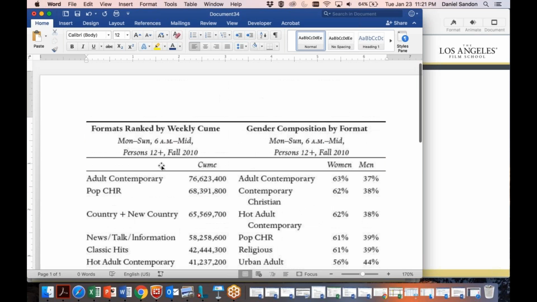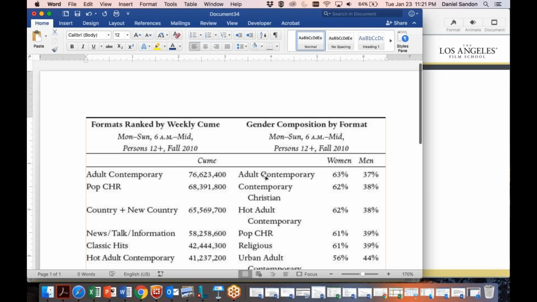Now, on the right side, the table here is really kind of three columns. The first one is, again, these different radio formats, okay. These are not in the same order, even though the first one is the same. These are not in the same order as the left table. So you can see that, and this is a breakout of the listeners to these different radio formats. So for adult contemporary radio, 63% of the cumulative listeners are women, and 37% are men, okay?